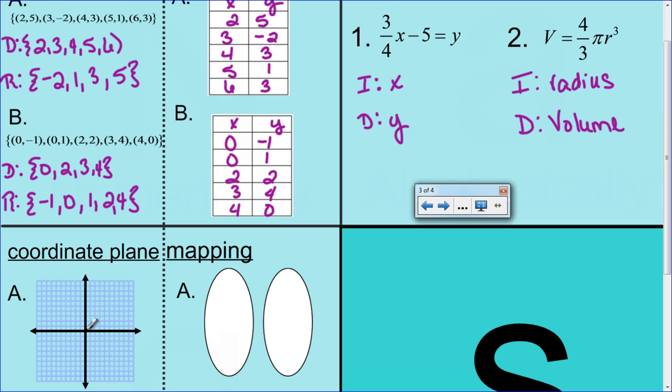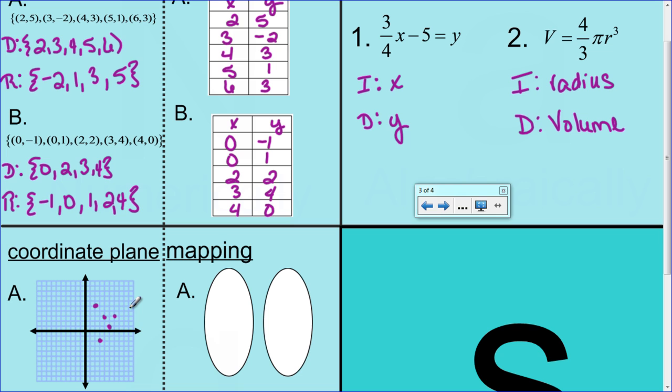So the first one is 2, 5, which means I have to go over 2 and up 1, 2, 3, 4, 5. Then the next one is 3, negative 2. So I'm going to go over to the right 3 and then down 2. Then 4, 3, and then 5, 1, and then 6, 3. And we are not going to connect them because this is going to be a discrete graph. The data is not connected, so we're just going to leave it all unconnected like that so that you can see what it looks like.